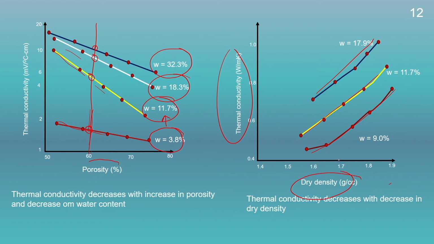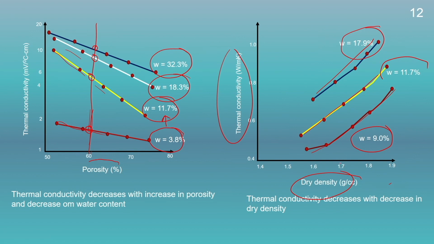and as more grain to grain contact is there, the amount of heat transfer from one point to another because of conduction will also increase. So, thereby that will increase the thermal conductivity of the soil. Now, if we increase the water content, again the thermal conductivity will increase.